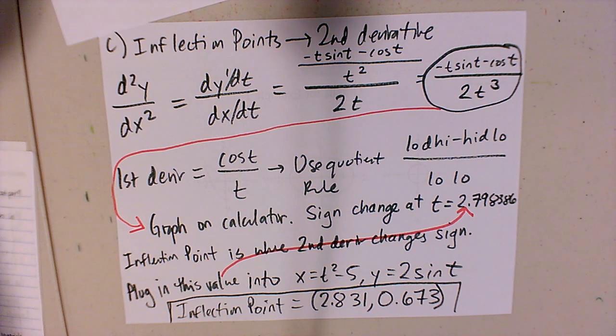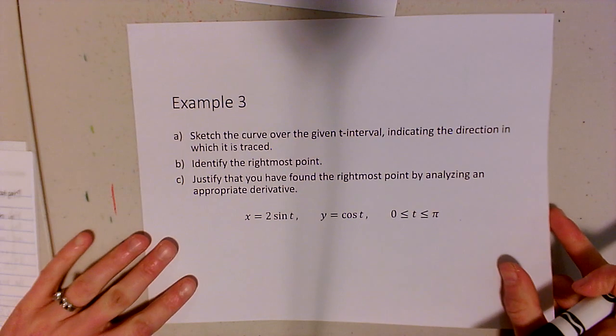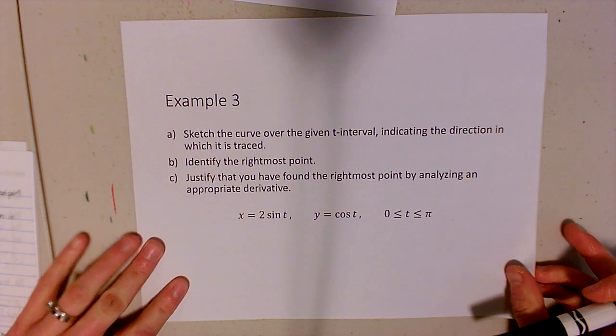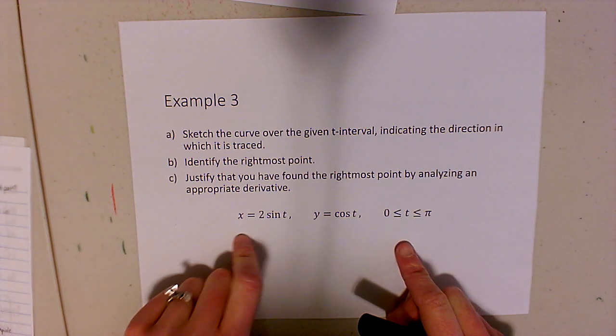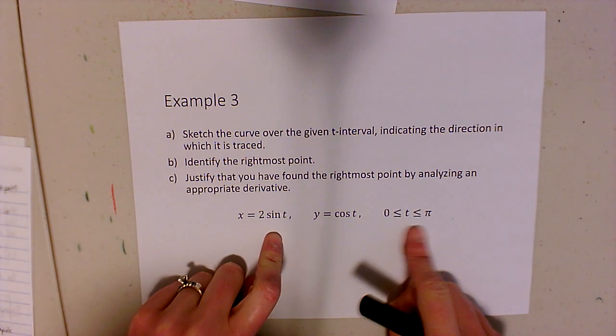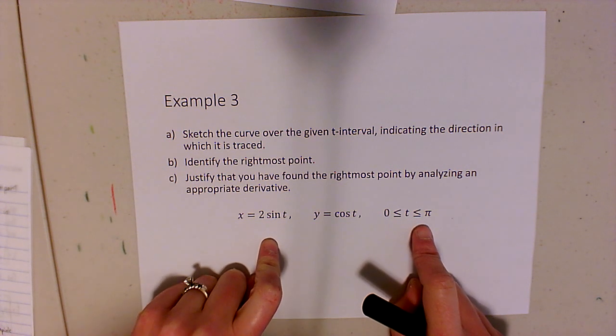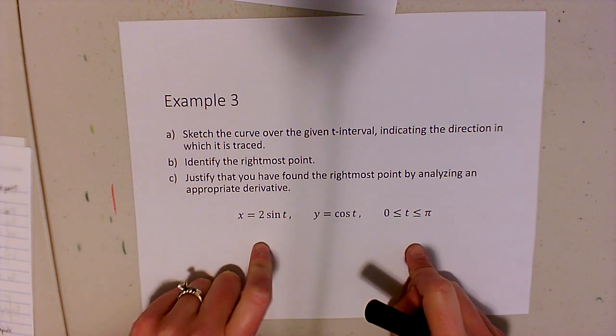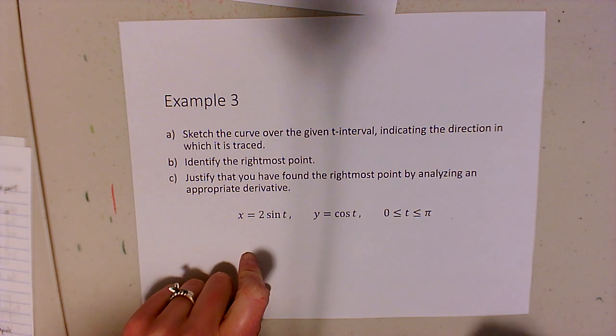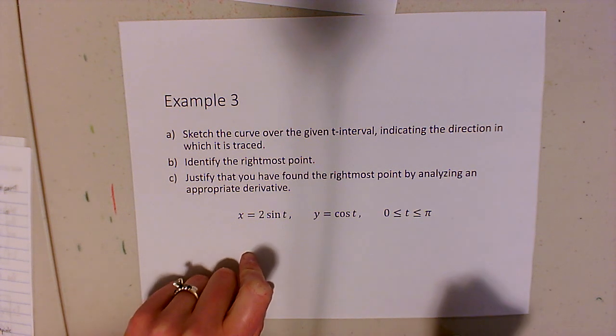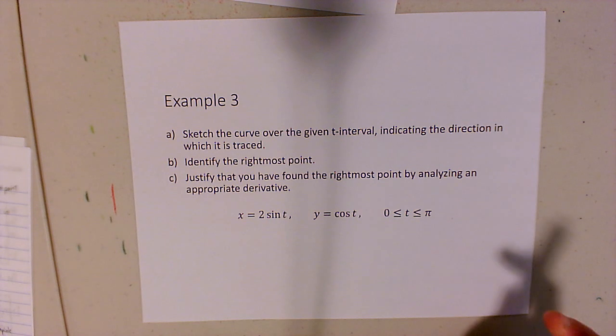So the next thing that we can go over is example 3. So for example 3, we have to sketch the curve over our given interval. So our curve is x is 2 sine t, y is cosine t, over the interval from 0 to pi, and we want to indicate the direction that we're tracing it in, identify the rightmost point, and then justify that we found the rightmost point by analyzing an appropriate derivative. Okay?